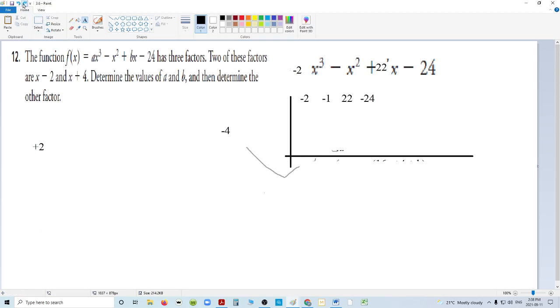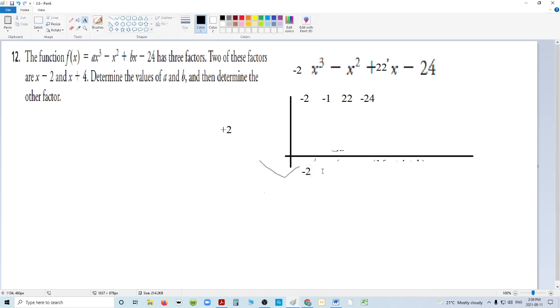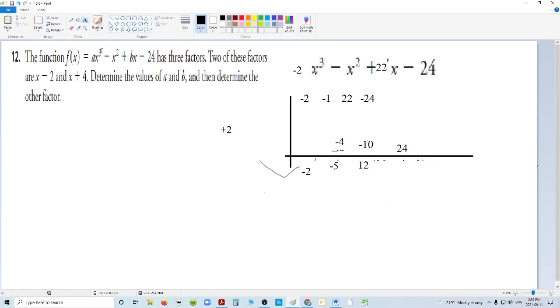Let's see if it'll let me get there, if I can bring it all. No, it won't. I'll start with the 2. It doesn't matter. I'll just do it again with the 2. So minus 2, minus 4, minus 5, minus 10. When I add those together, I get 12. When I multiply those together, I get 24, and they cancel out, which means I'm left with these new ones as coefficients.